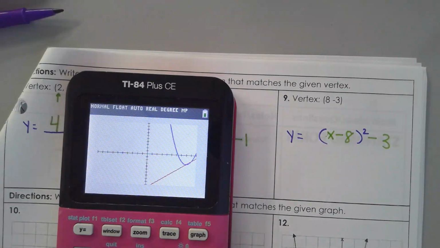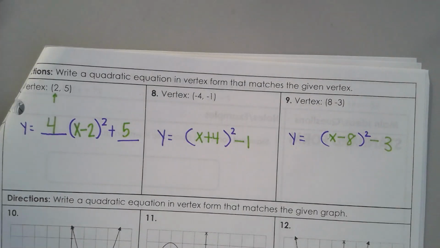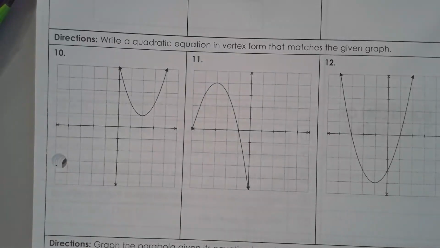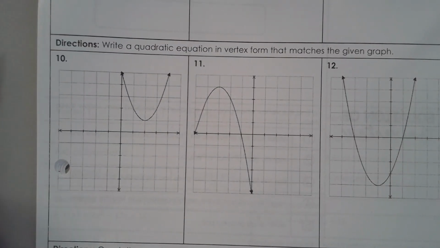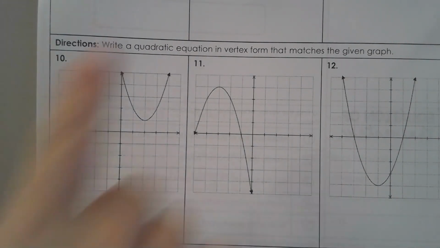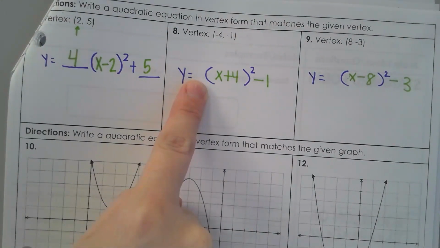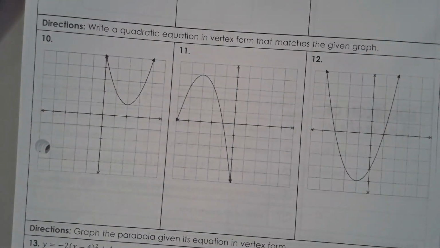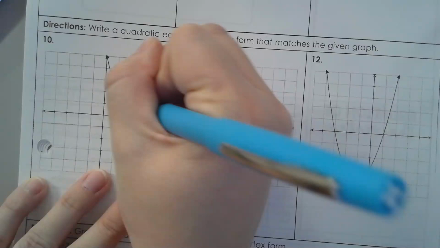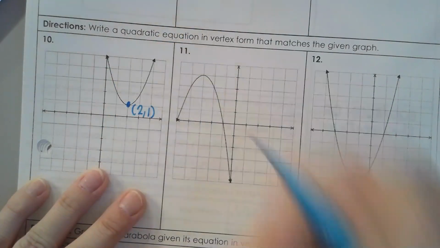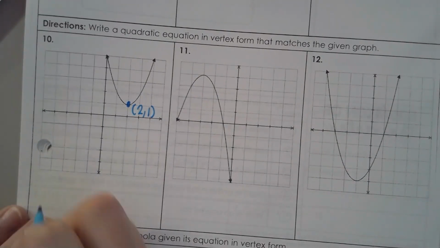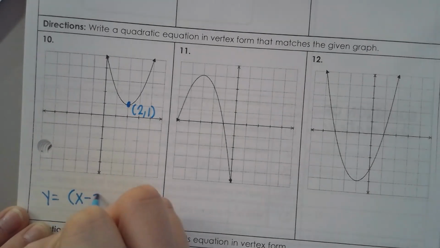All right. Now, 10, 11, and 12 are almost the same, except I gave you the graph. I didn't just tell you the vertex, so you've got to look at the vertex and figure it out. Now, all of these three, when I graphed them, I just assumed the A value, the number in front, was 1, so we can just assume that as well. So number 10, what's the vertex? 2, 1. So what would my equation be?